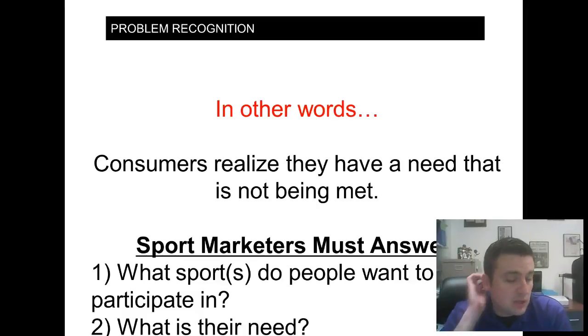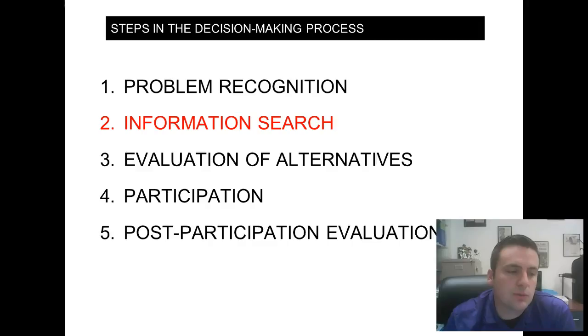It's also important to understand what their need is. Is their need for social interaction? Is their need for a third place, a place that's not work and not home, something they can get away from? Is it just being physically active at a moderate or low level? And the types of offerings that you have should meet the needs and wants of those consumers.